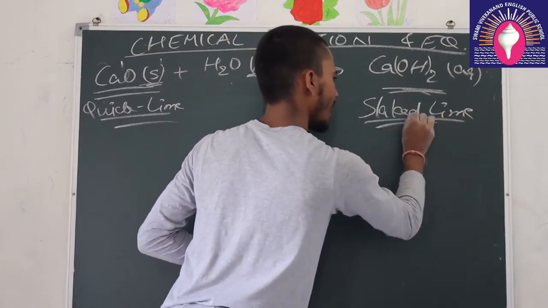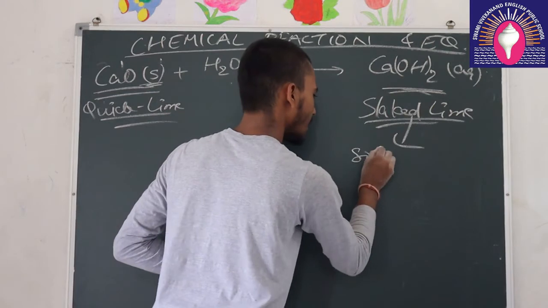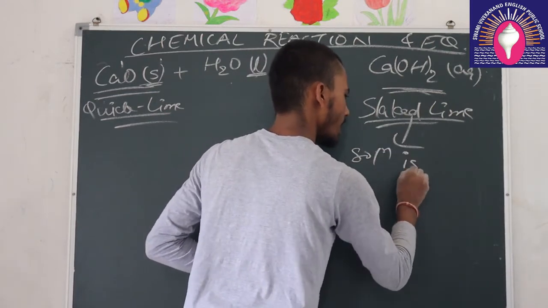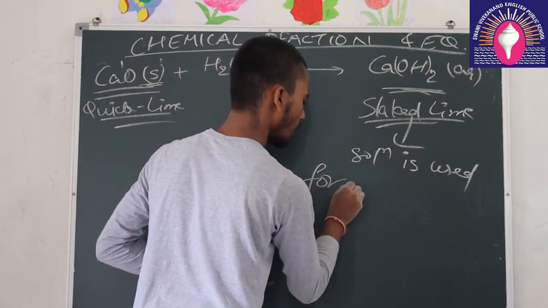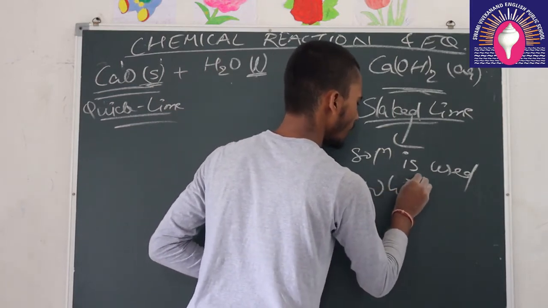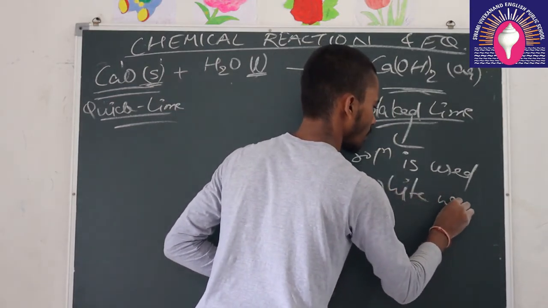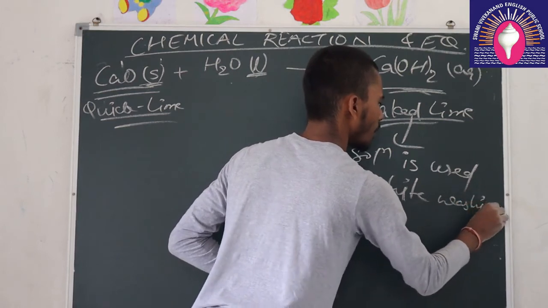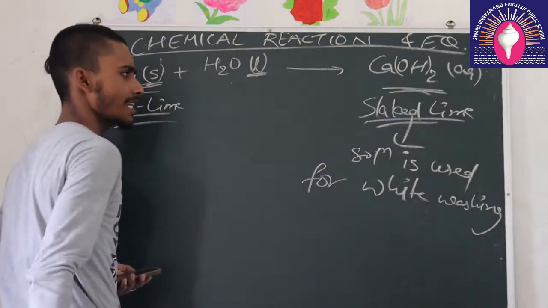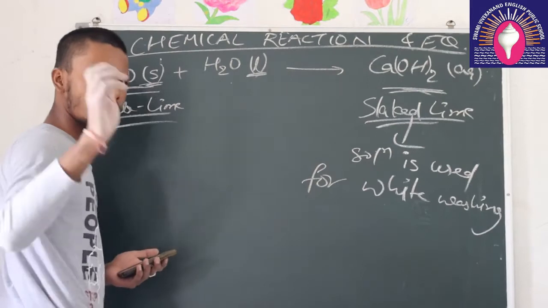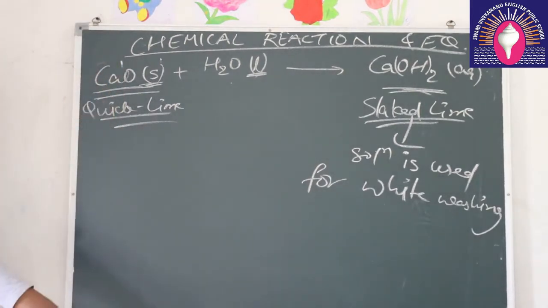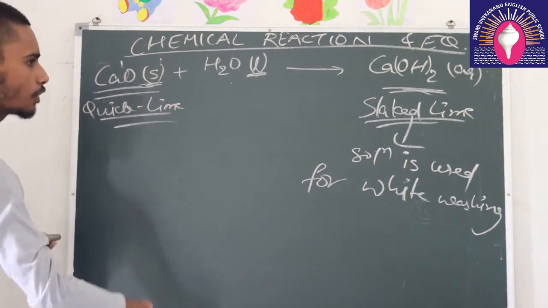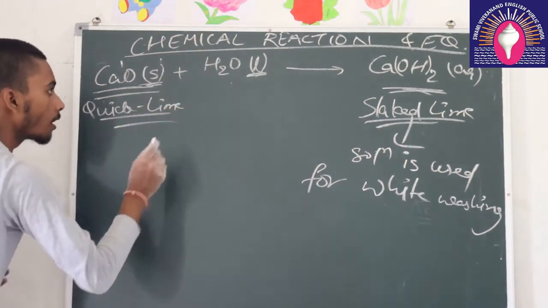The solution of slaked lime is used for whitewashing. We use the solution of slaked lime for whitewashing our walls. This was a very important example in reference to your board exam.